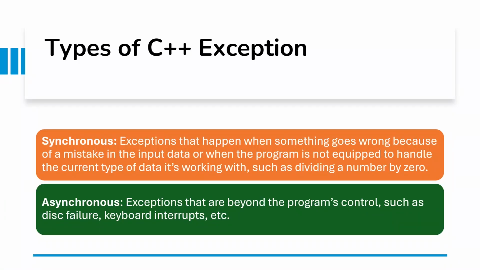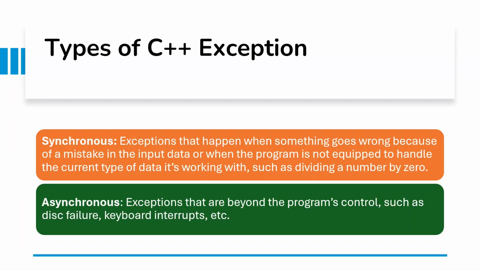But asynchronous exceptions are like disk failure, keyboard interrupts, network failure, and natural disasters. These types of errors are asynchronous. A synchronous exception happens when something goes wrong because of a mistake in the input data.